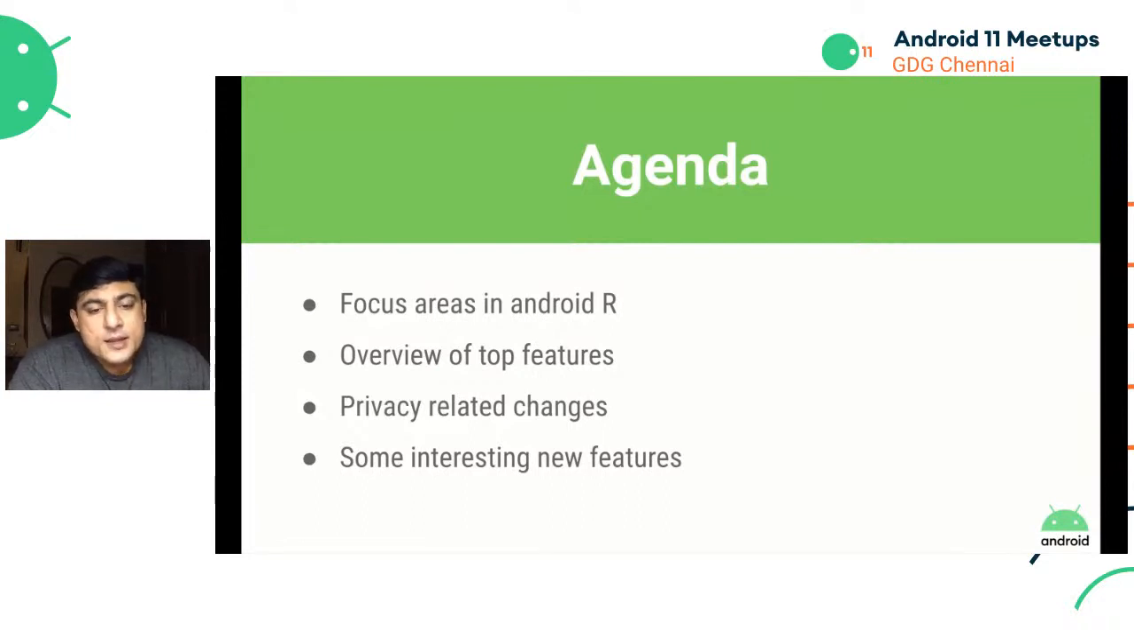And there are some towards the end. I'll talk about some of the interesting new features that we have added to the OS. A lot of the OS has been stabilization and hardening of the OS, but there are also new features there which you might be able to take advantage of and create better or unique user experiences for all of your users in your app.